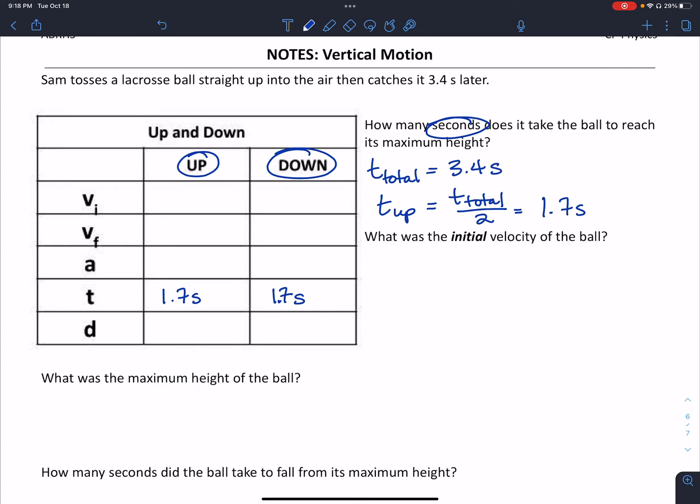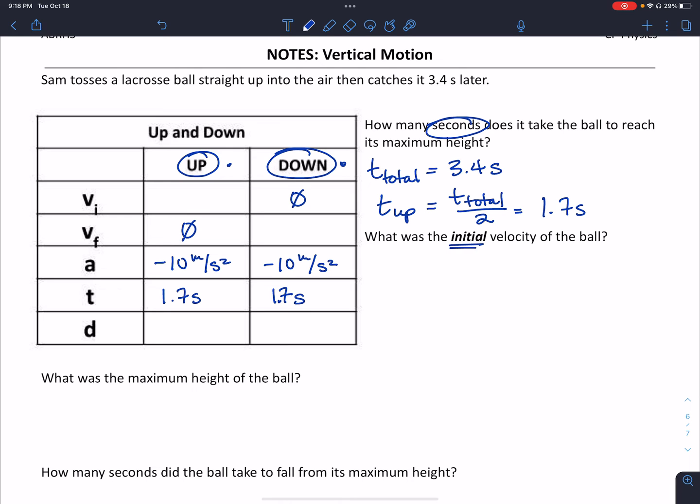All right, let's see what else we know. We know that the acceleration is negative 10 meters per second squared, whether it's going up or down. I know that if it's going up, v final is 0, and if it's coming down, v initial is 0. All right, so now I move on to the second part.